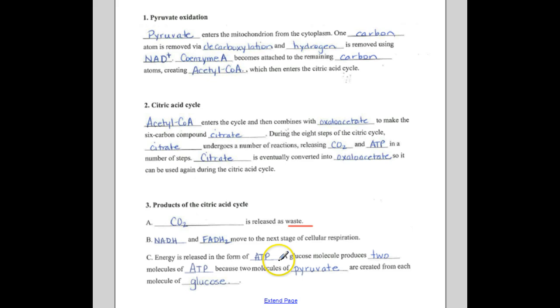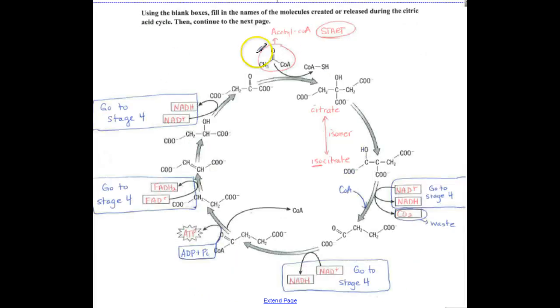So energy is released in the form of ATP. Glucose molecules produce 2 molecules of ATP because 2 molecules of pyruvate are created from each molecule of glucose. So let's look at this cycle in a little bit more detail. So here we have our acetyl-CoA. This was produced from pyruvate oxidation, so this becomes our starting point.